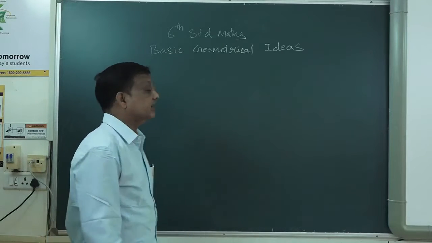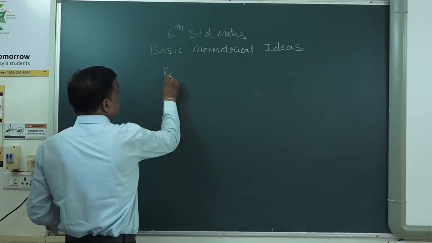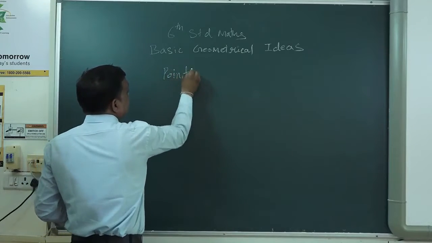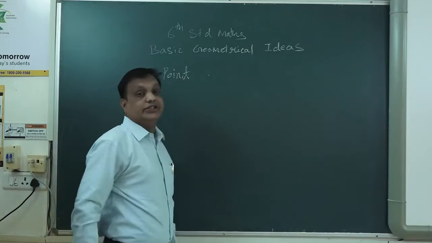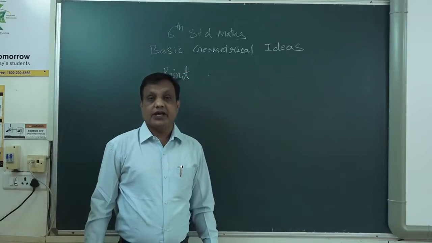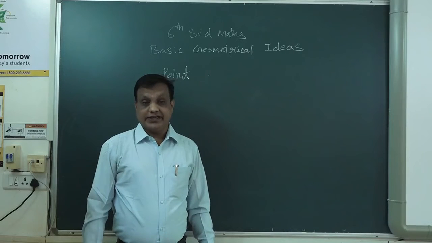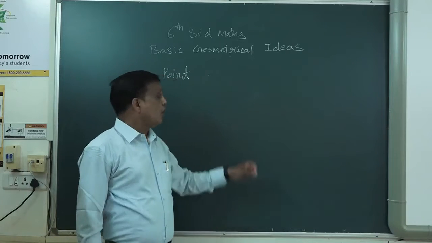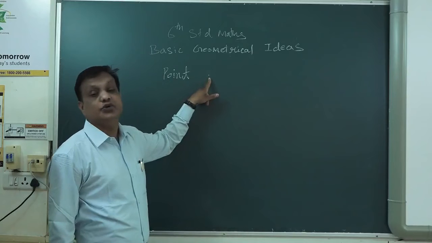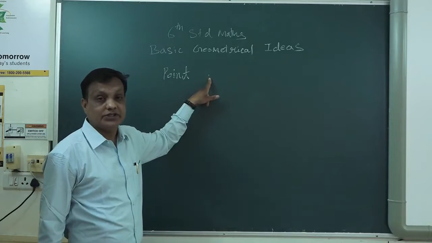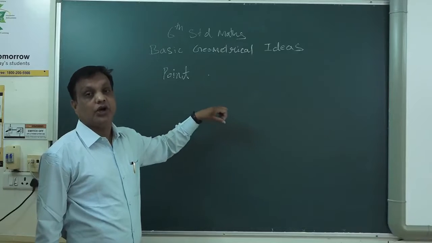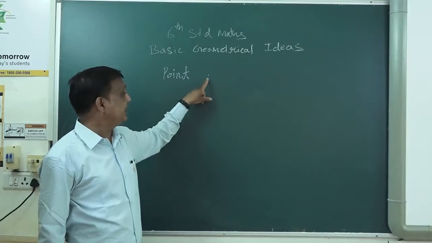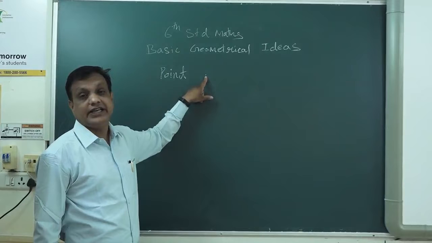The first basic figure is what? Point. Point means a small dot. If you want to show anything, you will put a point there to indicate the position. The point helps us to show anything on a given page or on a map. So we will indicate this small dot is a point.